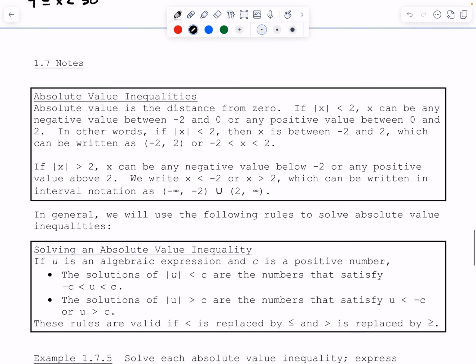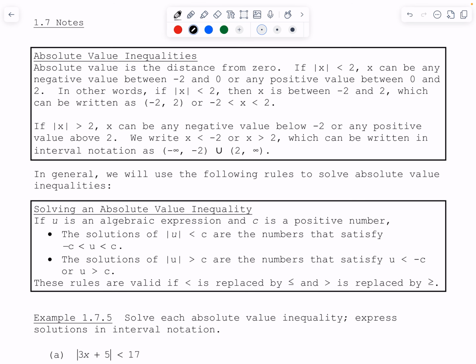Absolute value inequalities. Absolute value is the distance from 0. Remember, absolute values are always positive, right? So no matter what we put into them, it becomes positive, and that's why it's the distance from 0. So if the absolute value of x is less than 2, x can be a negative value between -2 and 0, and it can be any positive value between 0 and 2.